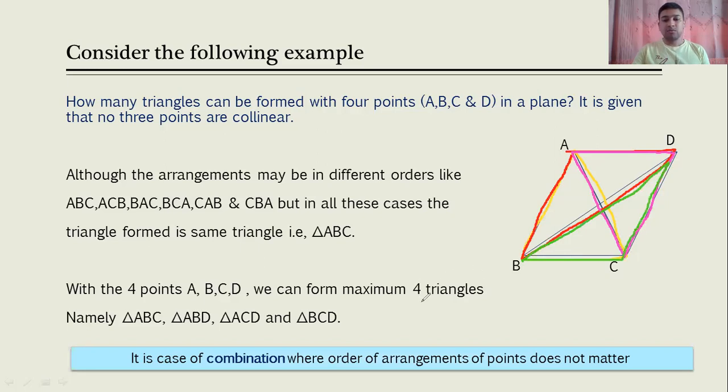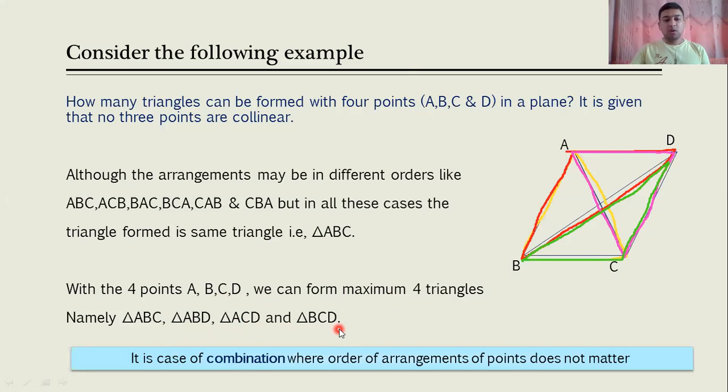That means with 4 points you will have a maximum of 4 triangles, and we have seen those triangles. Which are those? Triangle ABC, triangle ABD, triangle ACD, and triangle BCD.